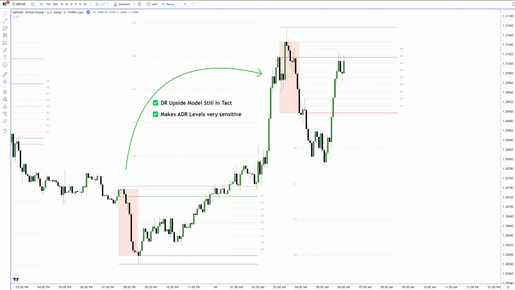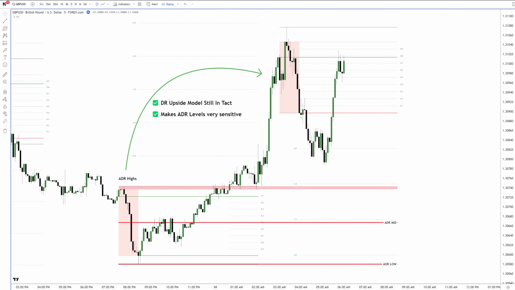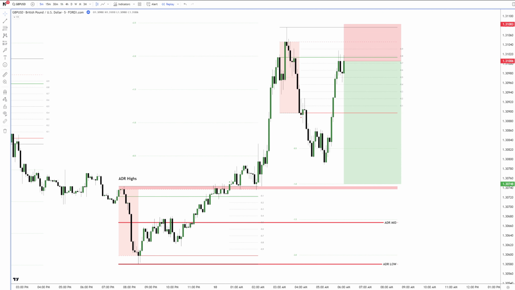Given that we are still in a DR upside model, it's important to factor in that the ADR levels remain very sensitive to price action. The ADR highs, in line with the 1 standard deviation extension, look like promising targets here. Keep in mind that the lower we go into the ADR, the lower the probability becomes because the upside model is still intact, but it's not completely out of reach. This retirement setup right here rewards us with a potential of more than 3R, targeting the 1 standard deviation level.